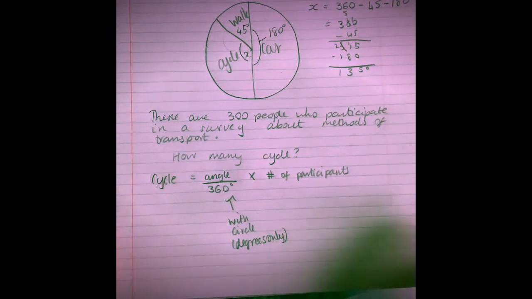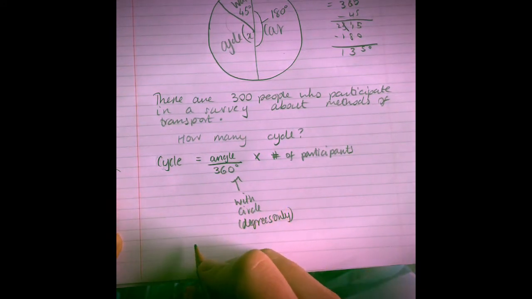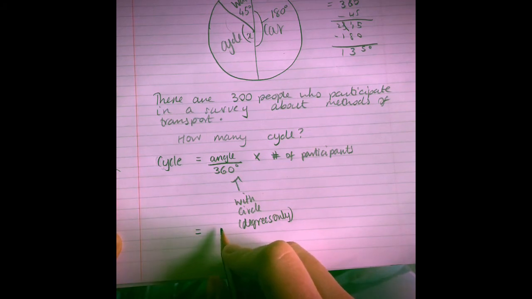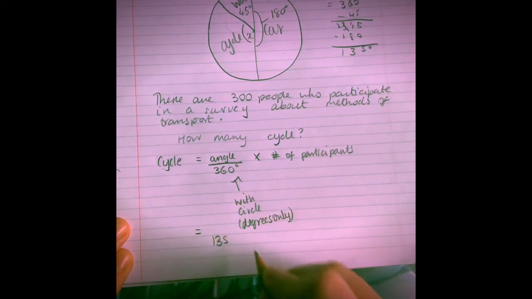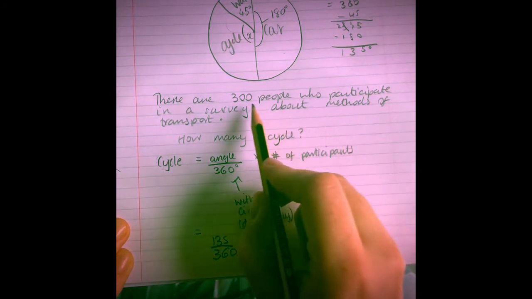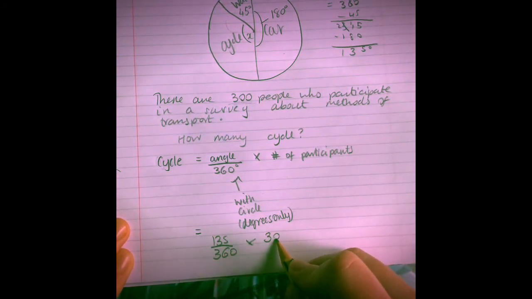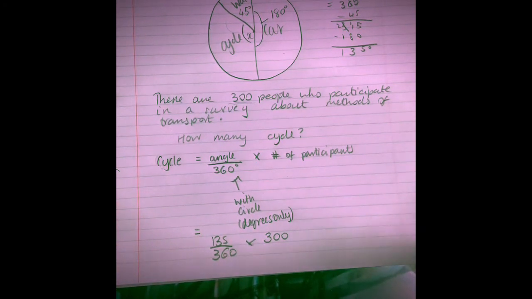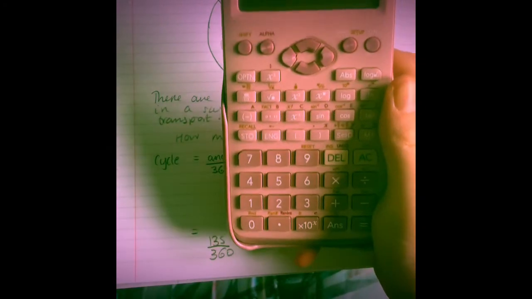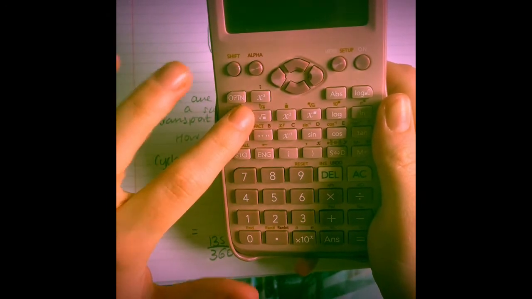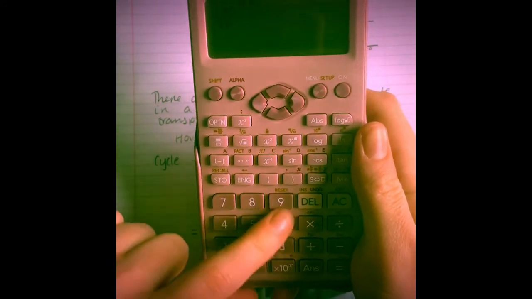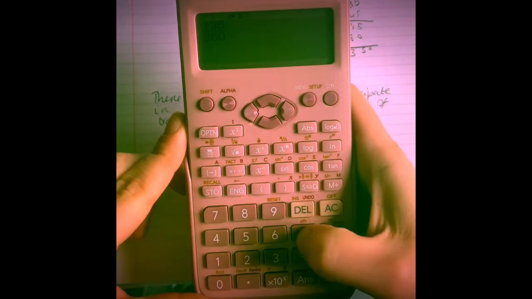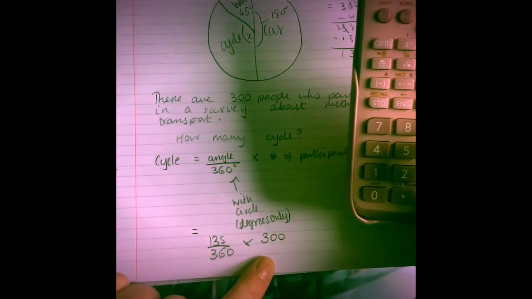Okay, so I'm going to move this right down, and I do apologise, this is going to be at the bottom, but needs must. So the angle we worked out for cycling was 135. So we've got 135 over 360, and then we times that by the number of participants, which was 300. Now you're going to put that in your calculator, and you're going to get an answer. The great thing about scientific calculators is we have a button for fractions, so we can press that button and put in our information. So it's 135, push down, put your denominator in 360, push across, and that's times by the number of participants, which we said was 300.